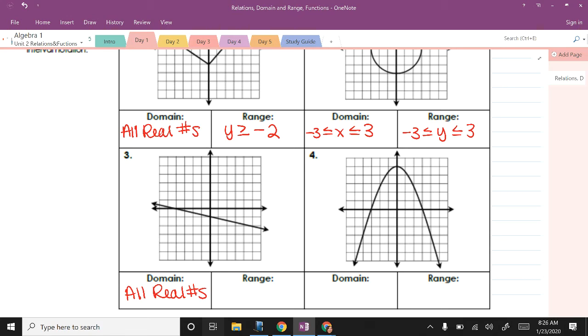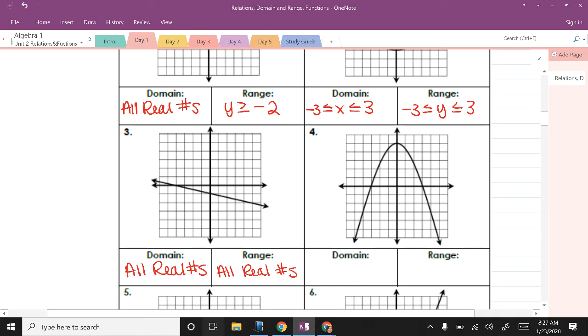Right? So a straight line, except for verticals and horizontals, are going to be all real numbers for both of them. Okay? So the range is also all real numbers because it's going out in both directions and going up and down for both directions. So that's just easy to remember. If it's a slanted line, it's all real numbers for both of them. Okay.